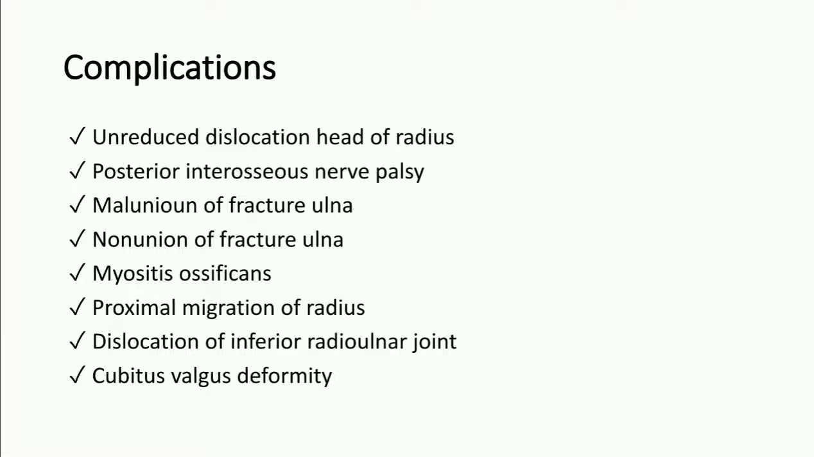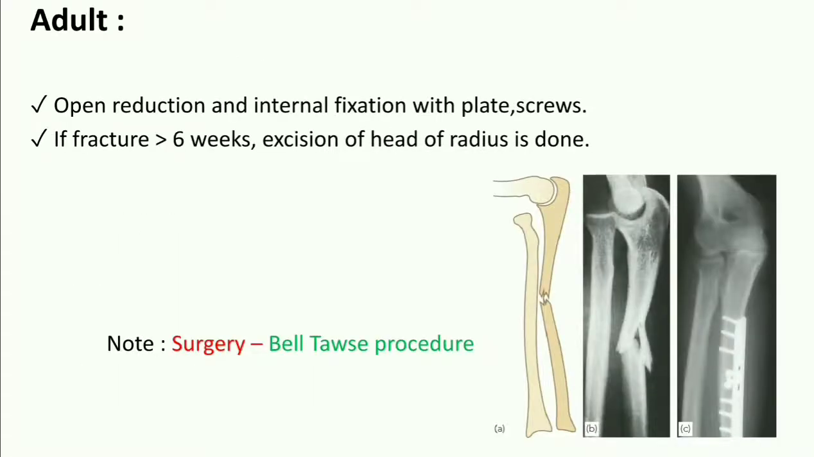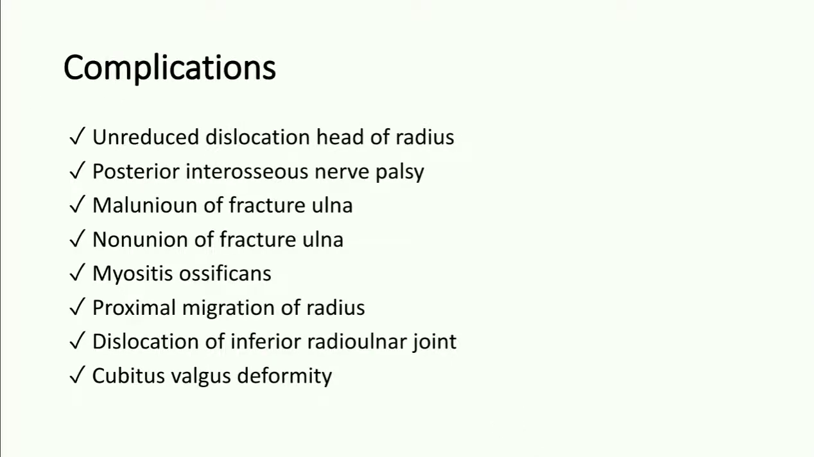The complications include unreduced dislocation of head of radius, posterior interosseous nerve palsy, malunion of fractured ulna, non-union of fractured ulna, myositis ossificans, proximal migration of radius, dislocation of inferior radioulnar joint, cubitus valgus deformity.